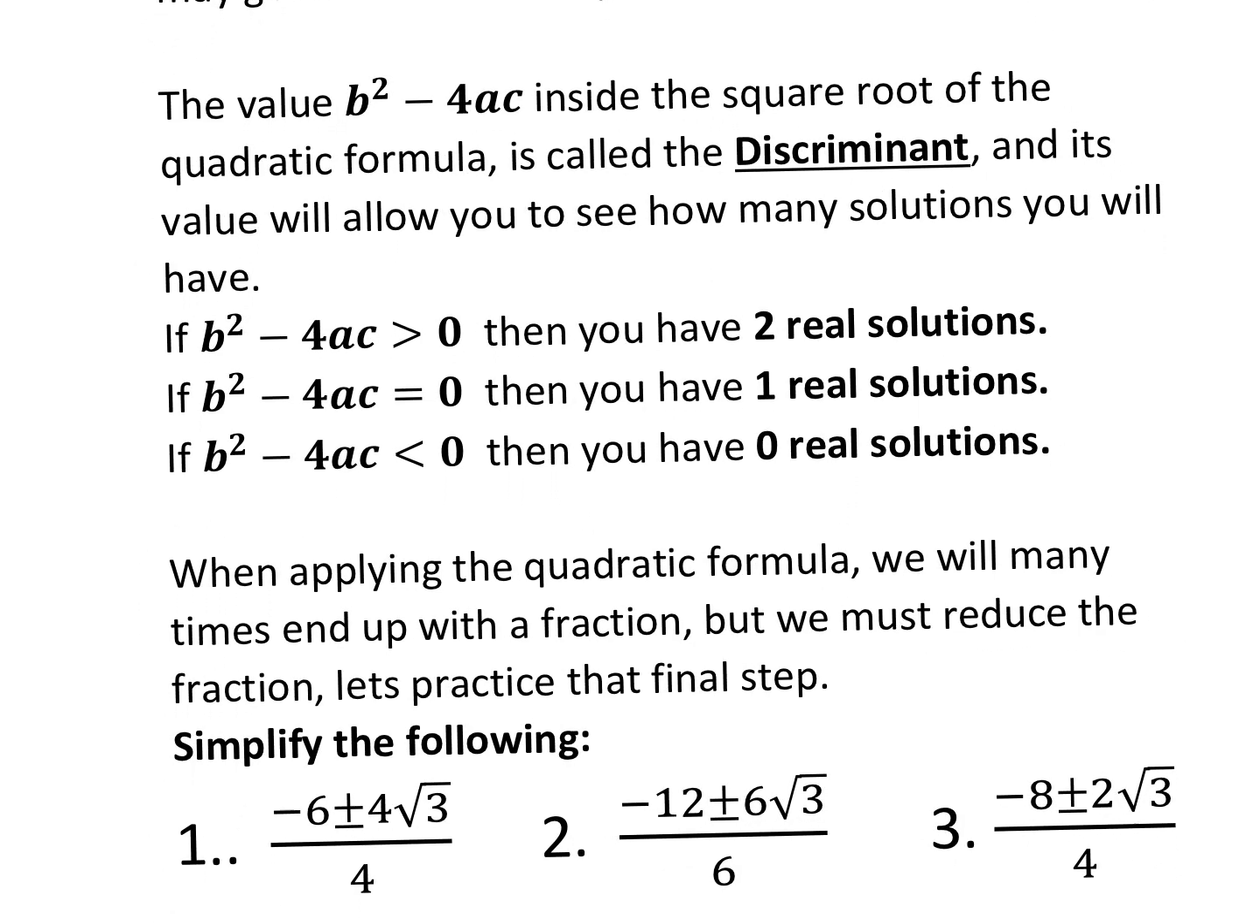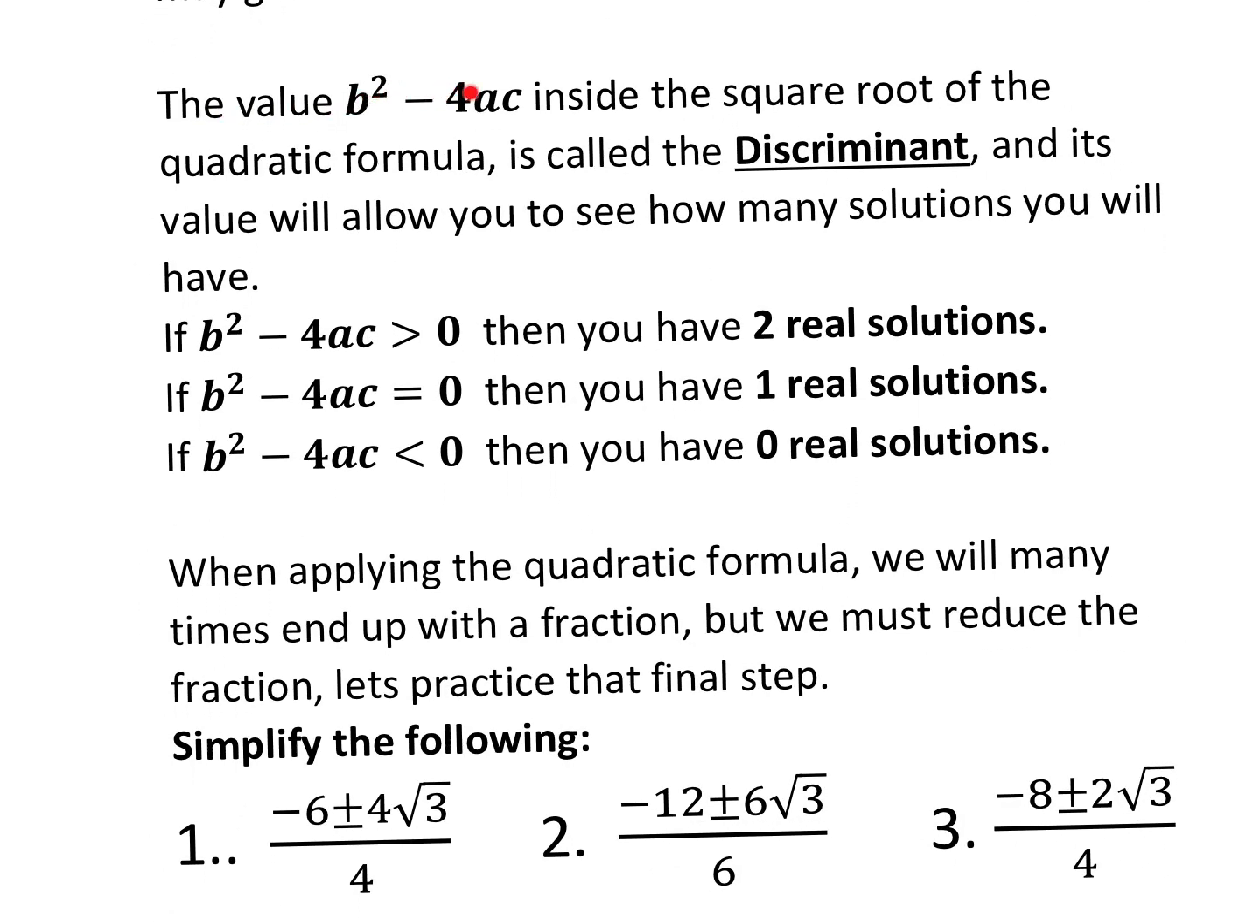It says the value b squared minus 4ac inside the square root of the quadratic formula is called the discriminant. And its value will allow you to see how many answers you'll have, how many solutions, how many x-intercepts. If the inside of the square root is greater than 0, if it's positive, it doesn't matter if it's a positive 9 or a positive 37, you're going to get 2 answers. They might be crazy decimals, but they're going to be real solutions. You're going to have 2 x-intercepts.